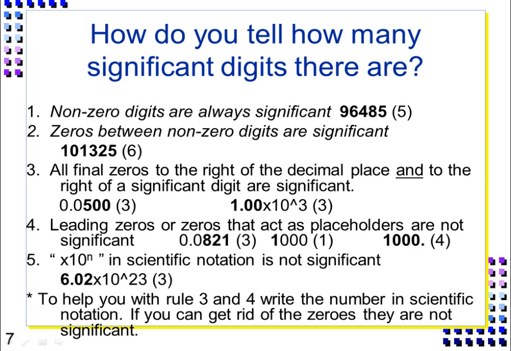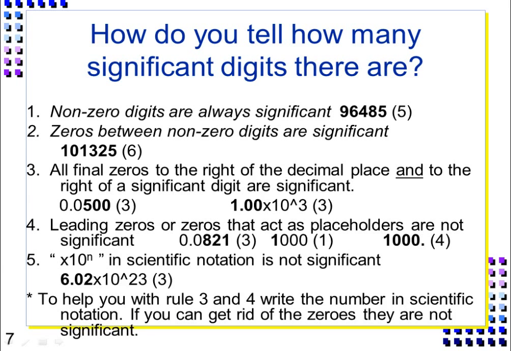Rule number 4 says that leading zeros, or zeros that act as placeholders, which I call trailing zeros, are not significant. So as a few examples, 0.0821. That particular number has 3 sig figs in it. The zeros at the beginning are leading zeros. They do not count as sig figs. Only the 821 part is the sig fig part.